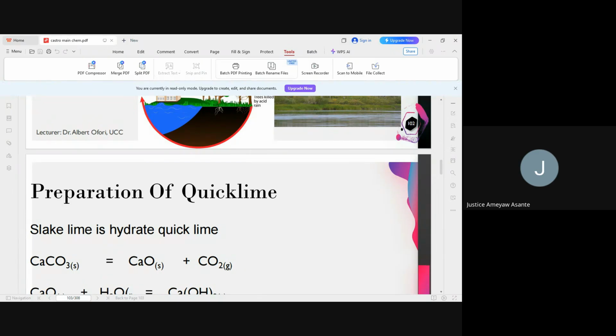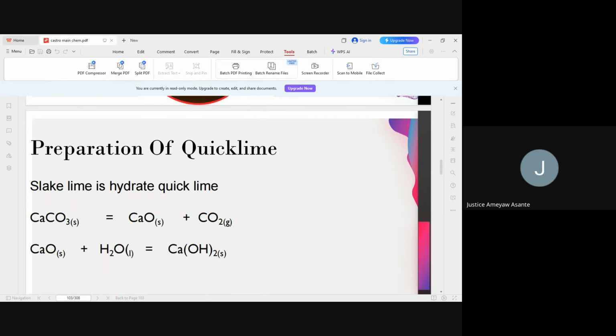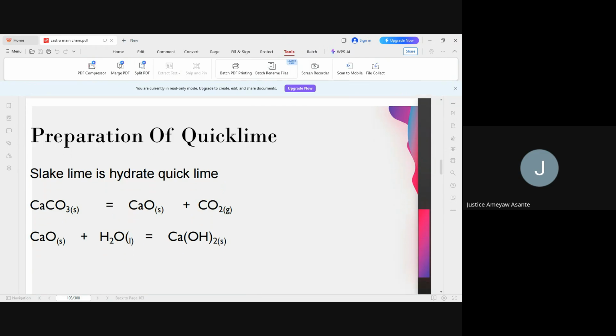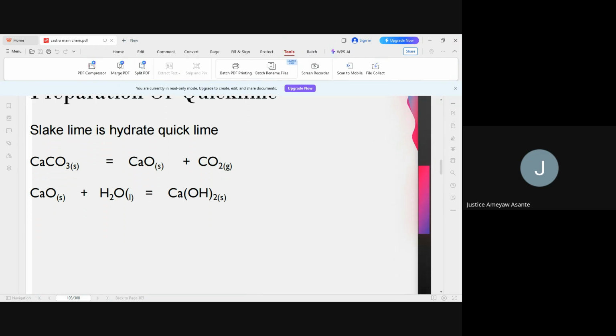How do you prepare quicklime? What we know is calcium oxide. When you have calcium carbonate and you heat it, it breaks down to give you calcium oxide and carbon dioxide. So if you want to prepare slaked lime, it is hydrated quicklime. So slaked lime is the hydrated form of quicklime. So you heat this, all the water will just vaporize. Then you produce your quicklime, which is calcium oxide.